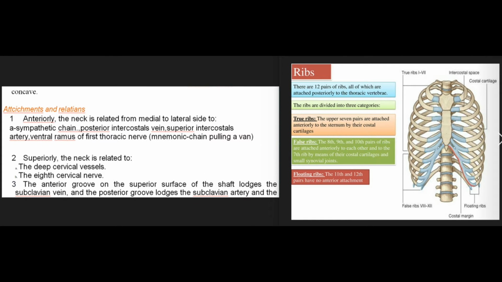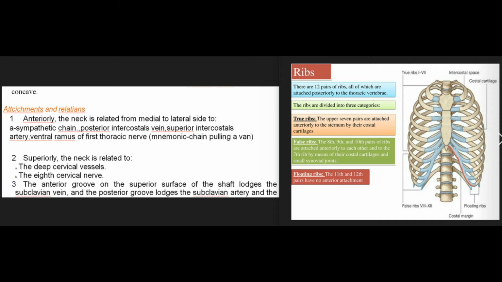Relations. 1. Anteriorly, the neck is related from medial to lateral side to the sympathetic chain, posterior intercostal vein, superior intercostal artery, and ventral ramus of first thoracic nerve. Mnemonic: chain, pulling, a vein. 2. Superiorly, the neck is related to the deep cervical vessels and the 8th cervical nerve. 3. The anterior groove on the superior surface of the shaft lodges the subclavian vein, and the posterior groove lodges the subclavian artery and the lower trunk of the brachial plexus.